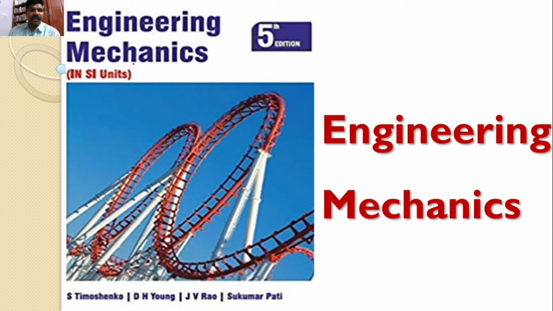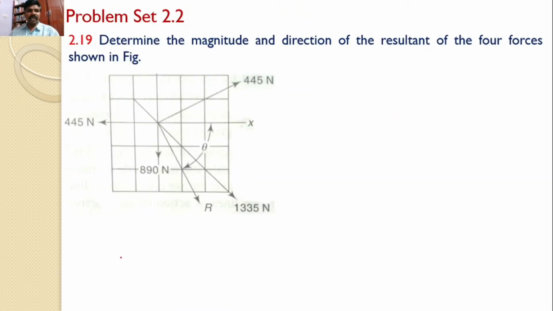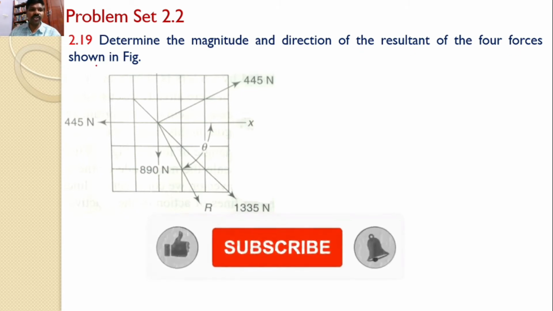Solutions to Engineering Mechanics Textbook, 5th edition by S. Timoshenko, D.H. Young, J.V. Rao, Sukumar Pati. In this tutorial, we will solve the problem set 2.2, problem number 2.19. Determine the magnitude and direction of the resultant of the four forces shown in the figure.